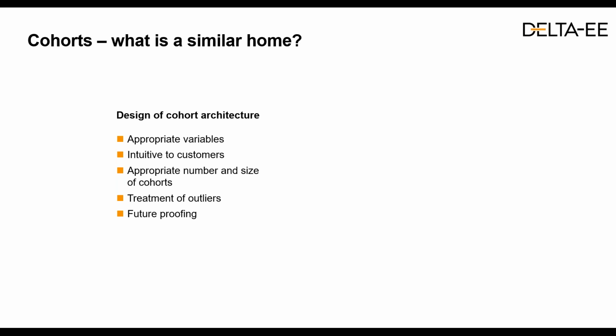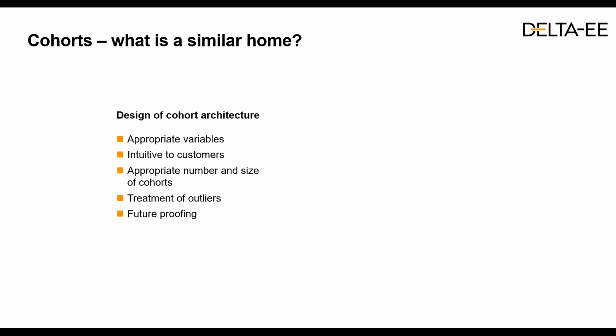Cohorts have got to be easily identifiable and resonate with customers. So perhaps a detached home with an elevation of 500 meters or more might be a perfectly reasonable cohort. But will the customers actually see themselves as belonging to such a group? And if they can't, then they won't be engaged in the social comparisons.